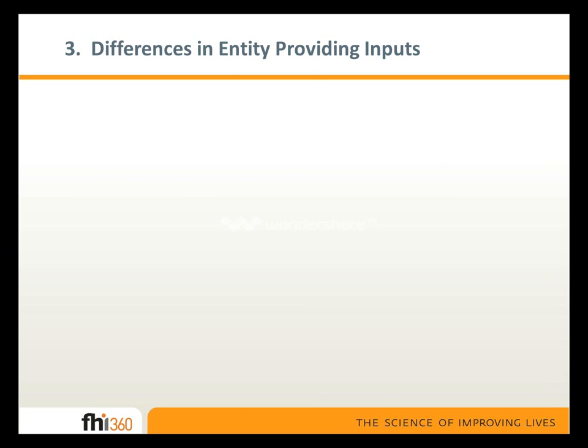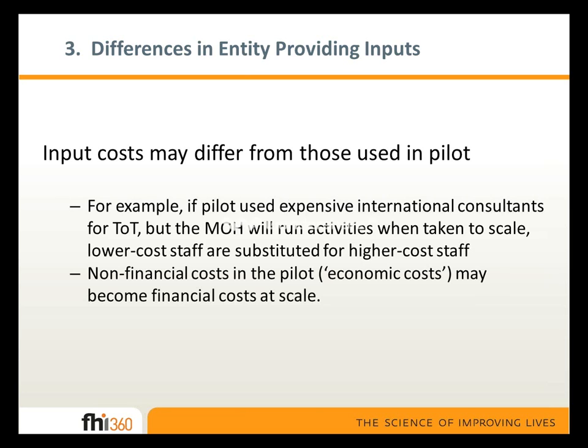A third example is differences in the entity providing inputs. So when a donor-funded institution like one of our cooperating agencies implements a pilot project, sometimes we use international consultants to do initial training, and they may work through a local training contractor as well, and these international consultants tend to be quite expensive compared to the Ministry of Health staff who might be in charge of taking the innovation to scale. So when you substitute these lower cost resources for the higher cost resources used in the pilot, this obviously makes a difference in the cost of scale-up.